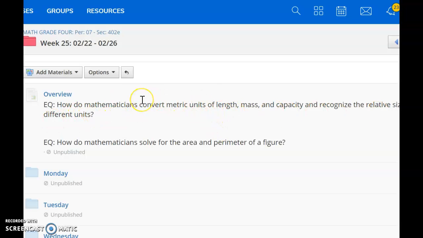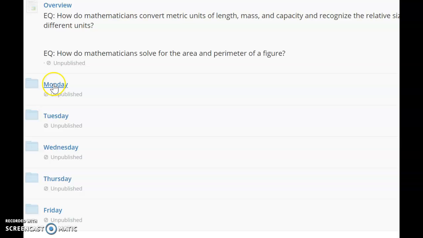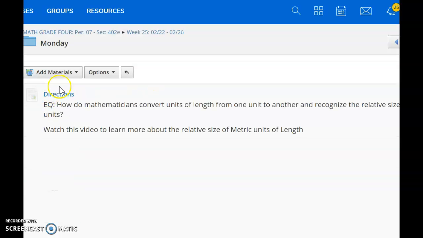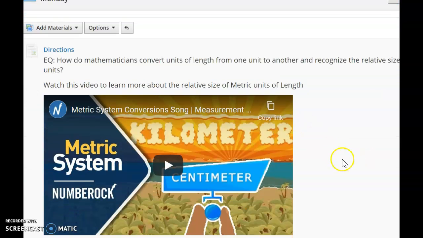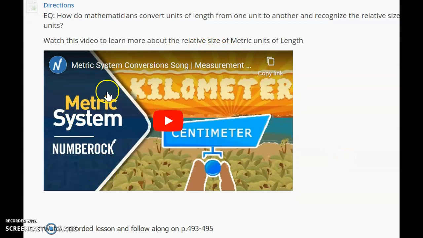We're then going to shift gears into the world of area and perimeter. So let's take a look at each folder here. On Monday, you have a video that you're going to watch that introduces centimeters, millimeters, meters, kilometers, some people pronounce it kilometer, but different length measurements using that metric system.